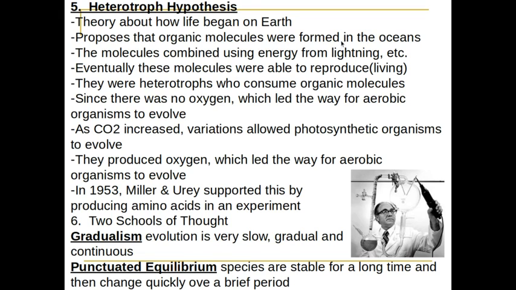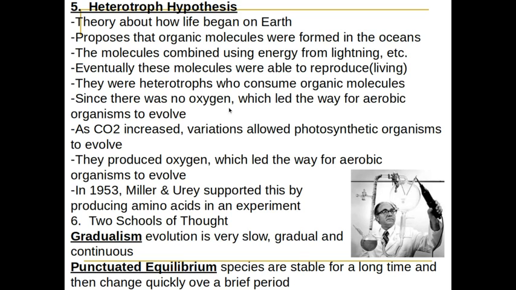The heterotroph hypothesis proposes that organic molecules were formed in the ocean, and those molecules were combined using energy from the environment, like lightning or volcanic or geothermal heat. Eventually, these molecules randomly assembled to produce living things. There's a big jump to be made here, and this is the hardest thing for scientists to really convince people of. The first organisms on the planet were heterotrophs, who had to consume organic materials from the environment to assemble more molecules.